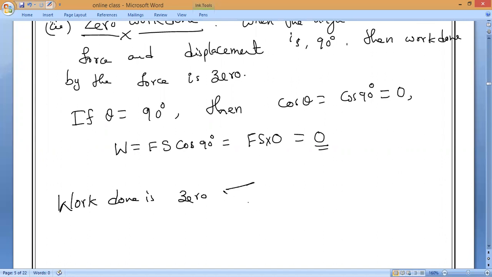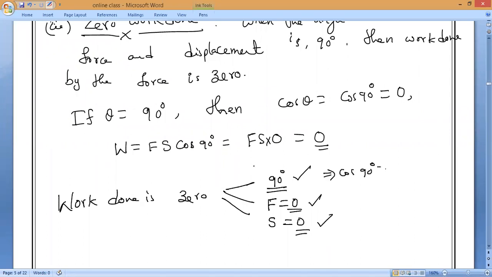What are the three cases? Anybody tell me. First case, the angle is equal to 90 degrees. Second case, F is equal to 0. Third case, displacement is 0. If any one exists, then work done is equal to 0 or not? Everybody, I want the answer. Yes, sir.